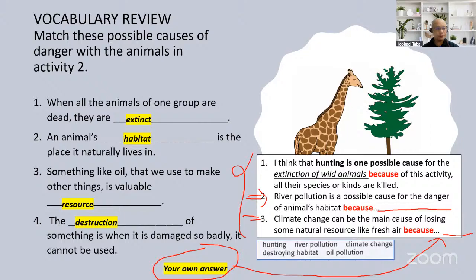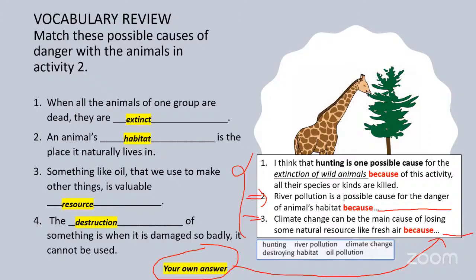Ming, what's your answer number two? Yes, you have to finish with your own answer, okay, Ming? Number two, pollution is a possible cause for the danger of animals' habitat because it makes the water dirty and unsafe for animals to live in. Right, and unsafe for animals to live. Very good. How about number three?